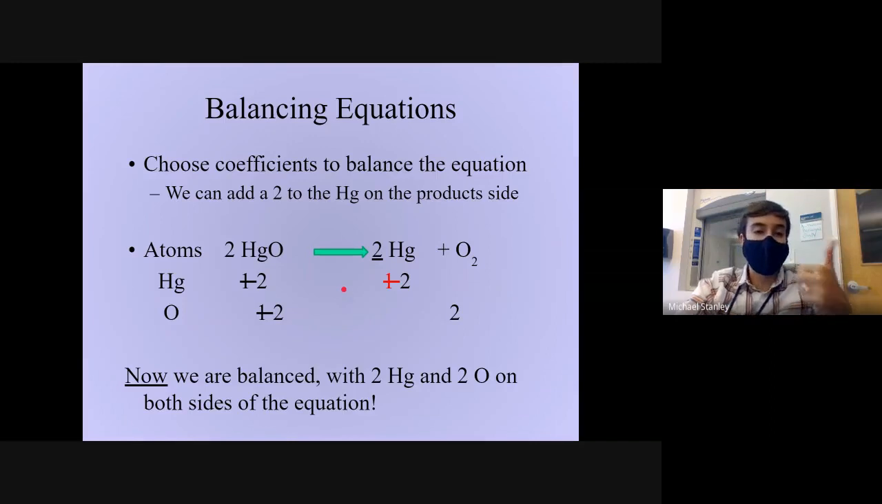So HGs are balanced, O's are balanced. So now we have a fully balanced chemical equation. So our final answer, our final result, if you will, our final equation is 2 HGO produces 2 Hg plus O2. That is our final balanced chemical equation.